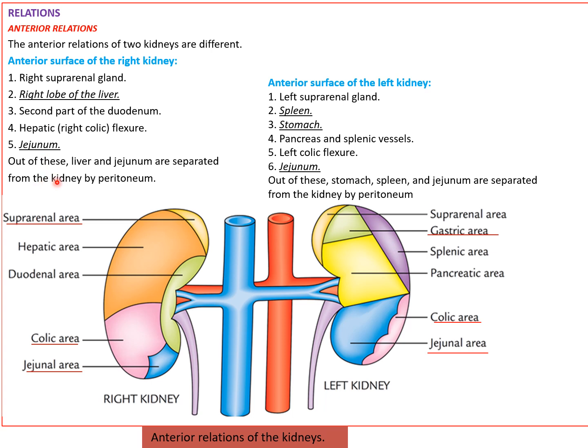On the right side, the liver and jejunum are separated from the kidney by peritoneum. There is peritoneum between the right kidney and the liver and jejunum. On the left side, stomach, spleen and jejunum are separated from the kidney by peritoneum. So in between these and the kidney is peritoneum.